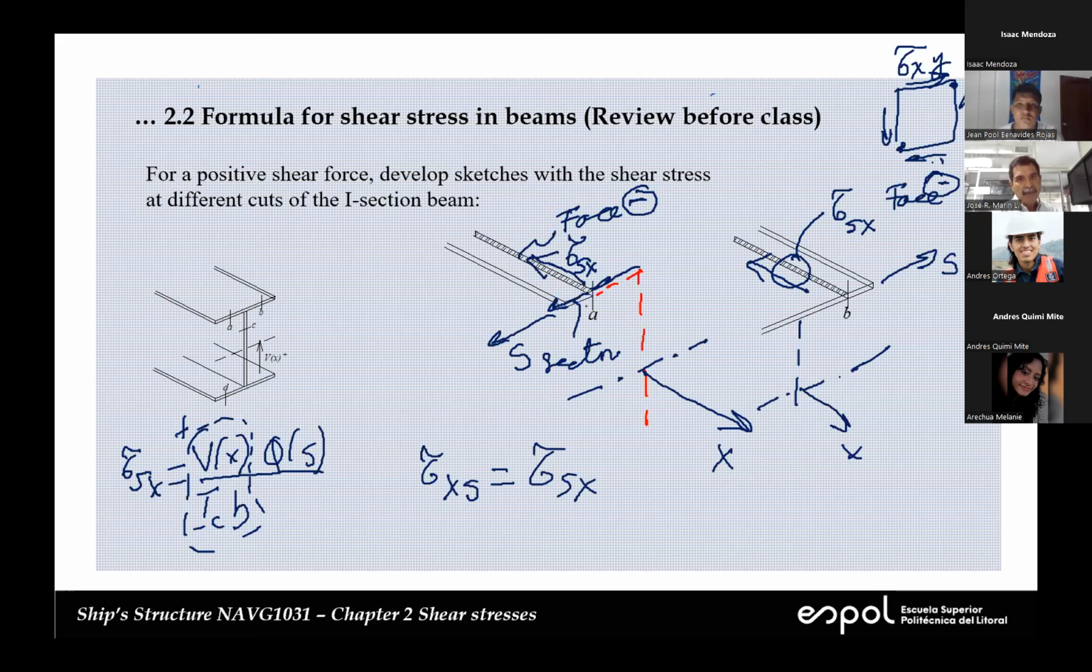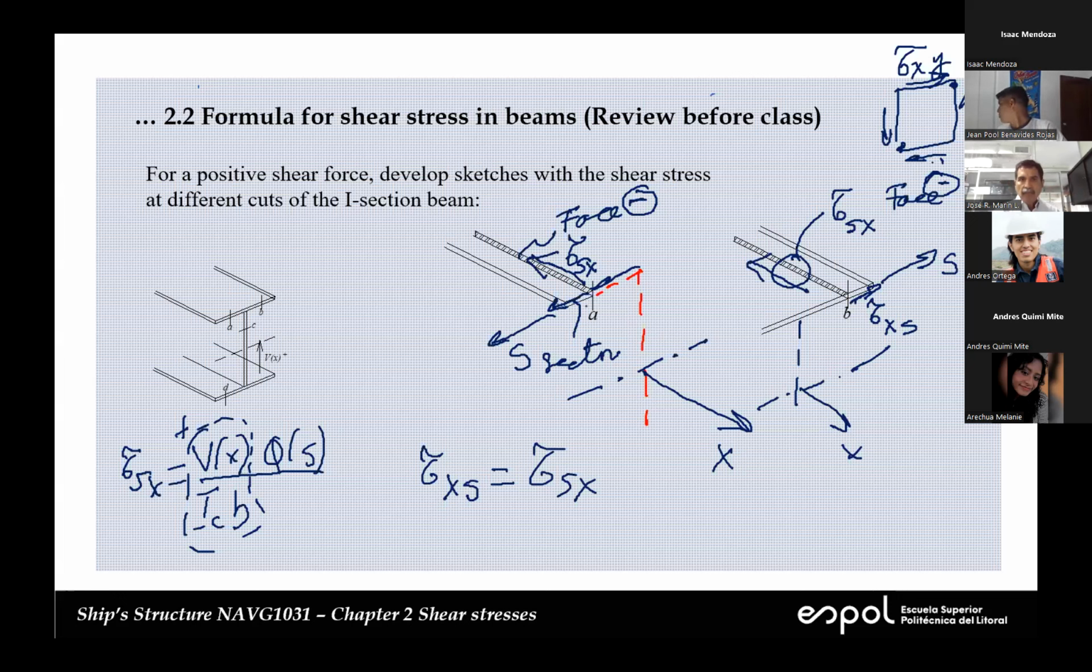So that's positive. And again, in this cut, this is going to be tau Xs. In here, this stress Xs points to the left, and on the other side of the flange, the same stress points to the right. The values we can evaluate later, but right now, we are only interested in the direction.